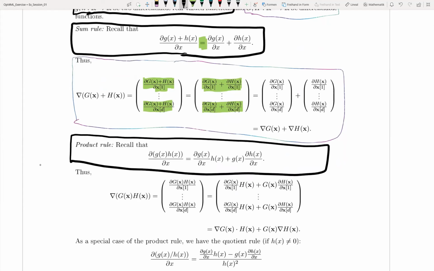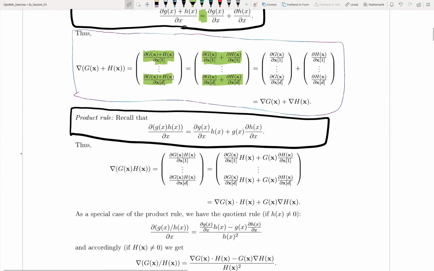We are interested in the derivative of the product of g and h with respect to x. And well, it's not simply the product of the derivatives. It has a slightly different structure. So it is the derivative of the first function g times the function h as it is, plus the function g as it is times the derivative of the function h. Now, this is the well-known product rule for differentiation in a univariate case.